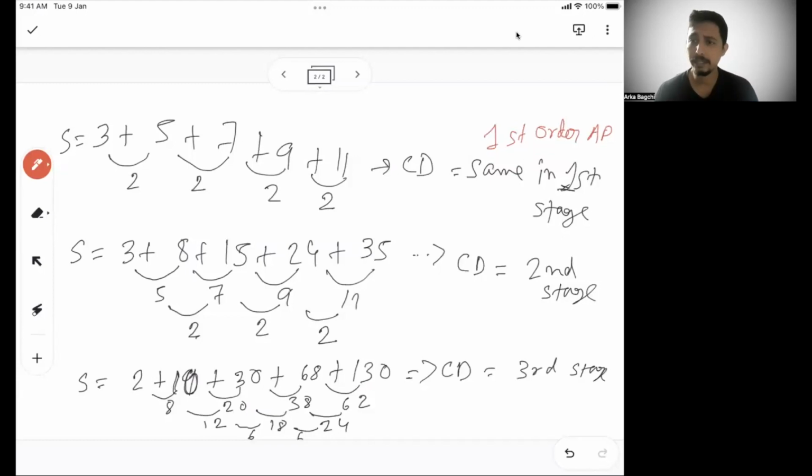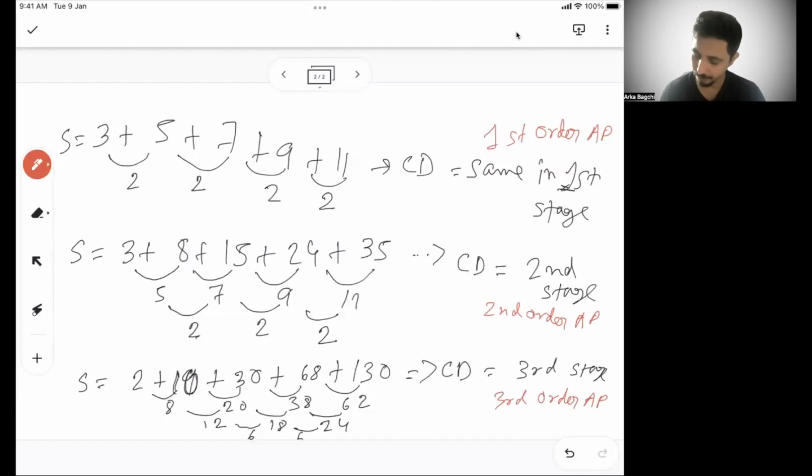First order, first degree AP. In the second one, it's called second order AP, so it becomes AP after you do the subtraction 2 times. In the third stage, it's called third order AP, because you got the common difference after doing subtraction 3 times, right? So that's how the differences are.